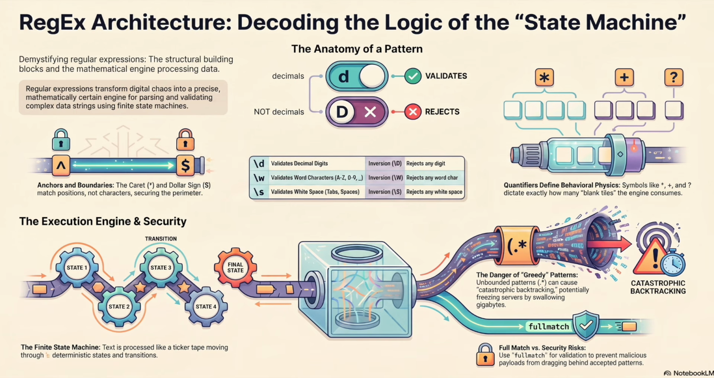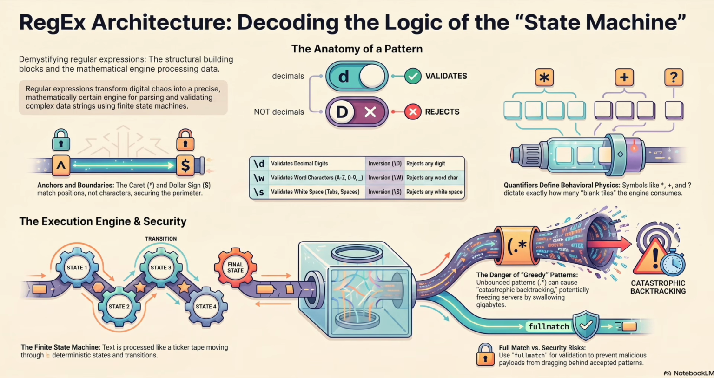This is the problem. Re.match stops evaluating the moment its state machine reaches a final accept state at the beginning of the string, so it completely ignores the malicious payload dragging behind it. Totally ignores it. The string passes validation, the payload hits your database, and your system is compromised. That is terrifying, and that is exactly why re.fullmatch exists.